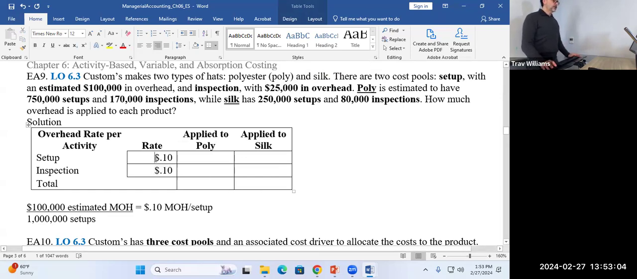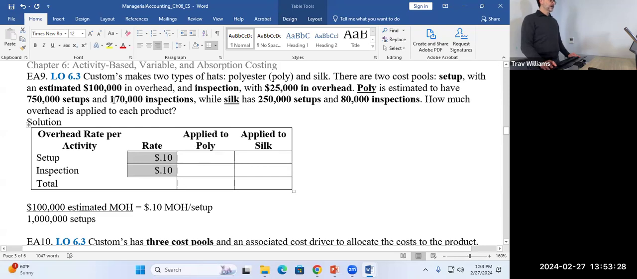But now that we have the overhead rate, we can apply it to each product. So before we do that, are there any questions? Is there any clarification needed on how we got the rates? Yes. The second level... Yep. With the 800,000.